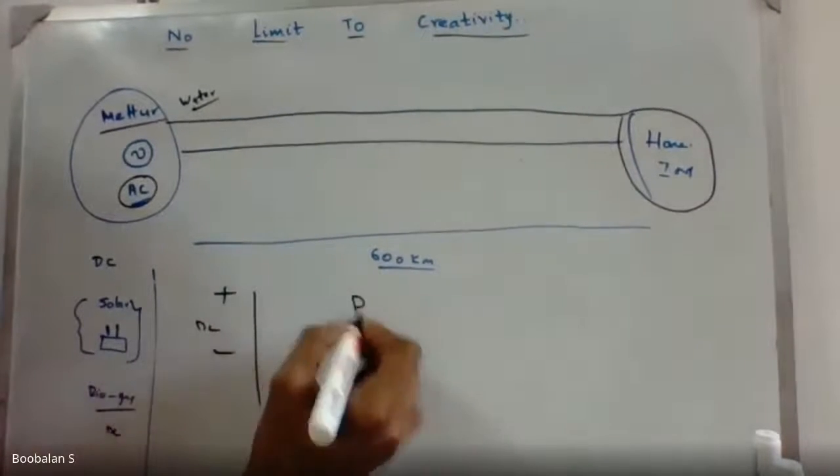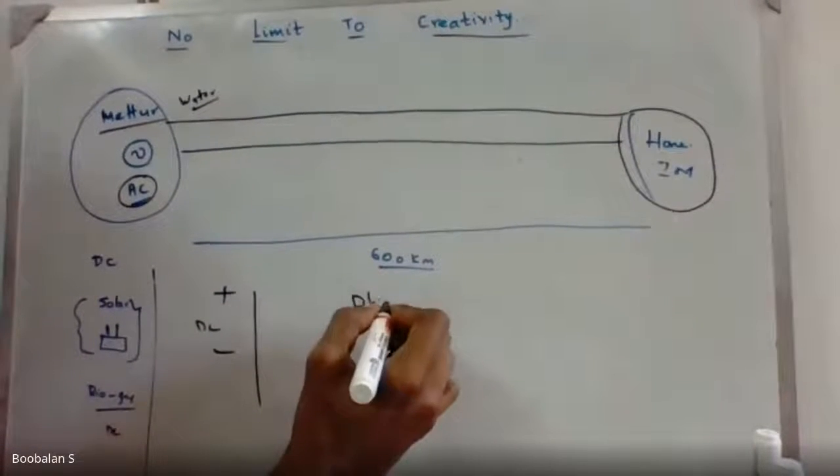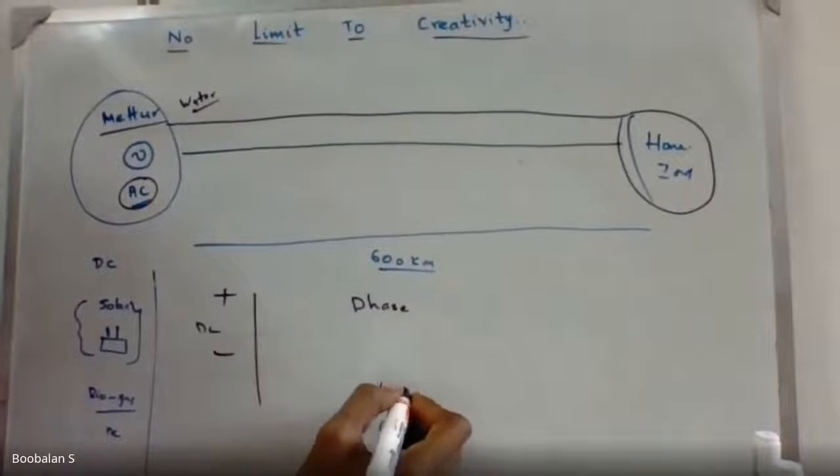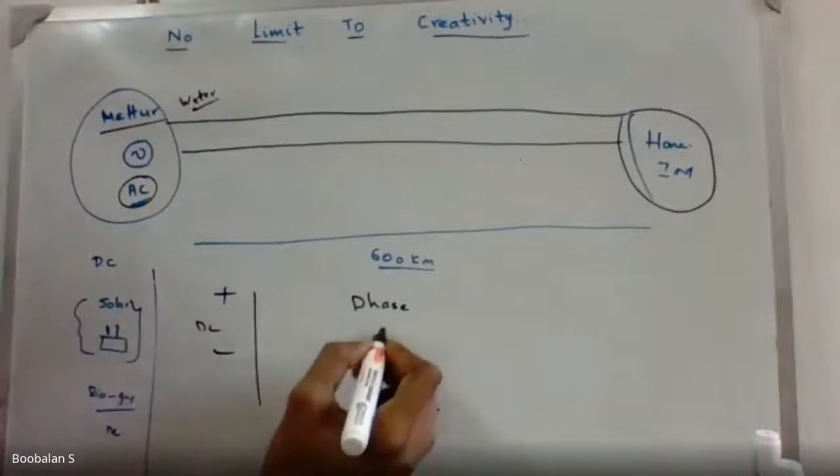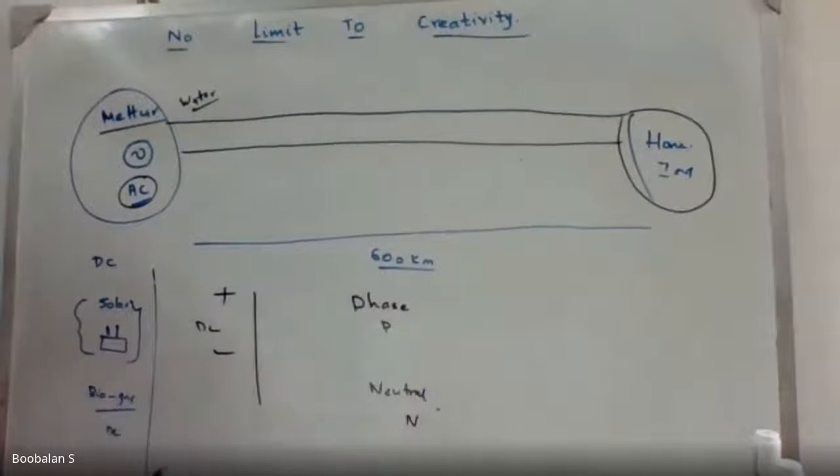In AC, you see phase and neutral. So the notation changes a bit, that is phase and neutral, right? So we'll call it phase neutral. Symbolically they will call it PN. In a DC source they will always call this with the minus symbol.